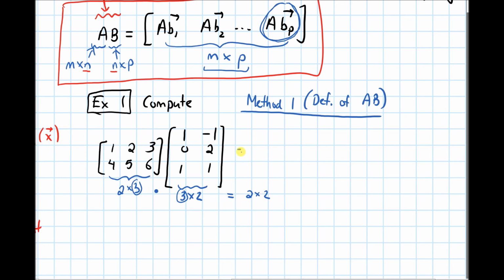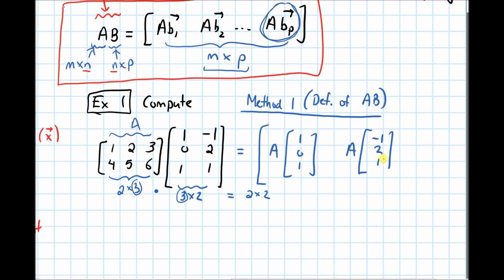If I multiply these using my formula, I think of this first matrix as A. I'll take A times the first column of the next matrix, which is 1, 0, 1. And then I'll do A times the next column of that matrix, which is -1, 2, 1. And I just keep going like that until I'm done with all the columns of the second matrix. But at this point, I'm done, because it only has 2 columns.